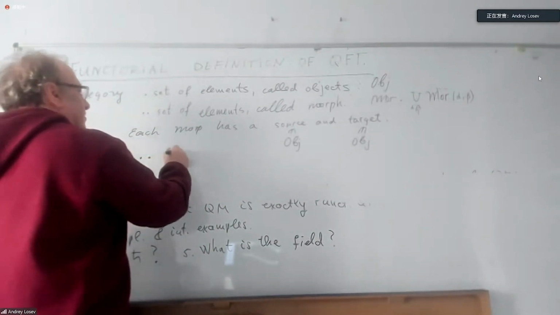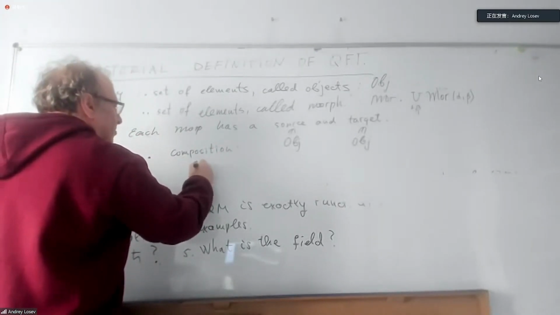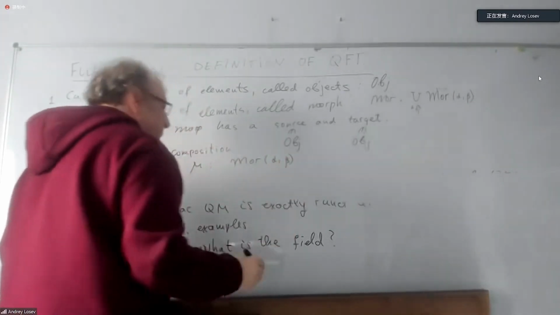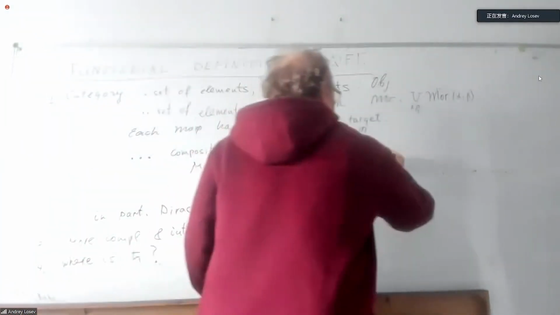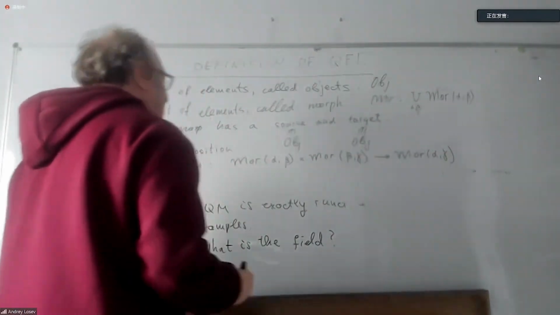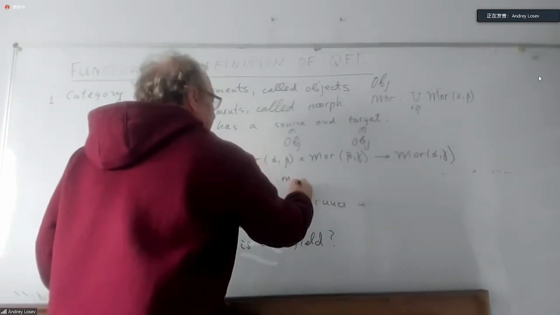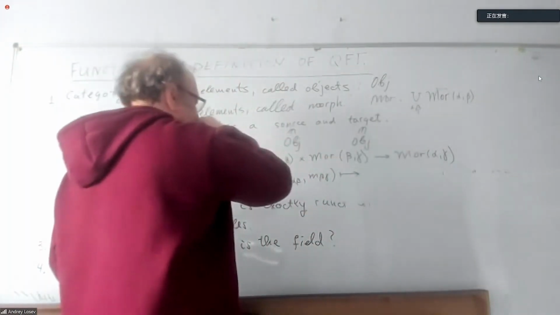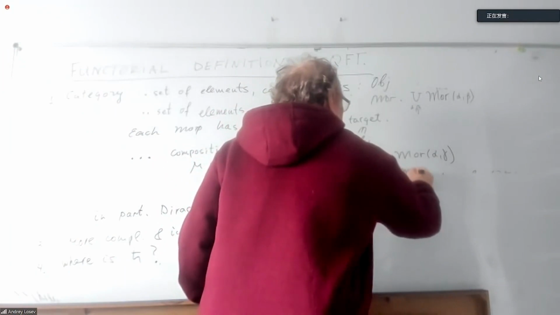And the third thing, composition, mu. It's a map from morphisms alpha beta times morphisms beta gamma to morphisms alpha gamma. And it takes M alpha beta, M beta gamma to what is typically called mu of M alpha beta, M beta gamma.